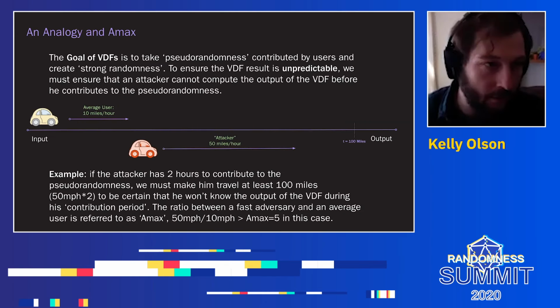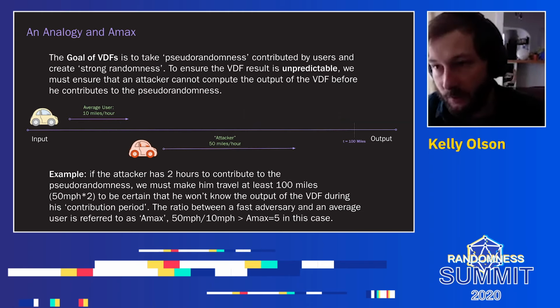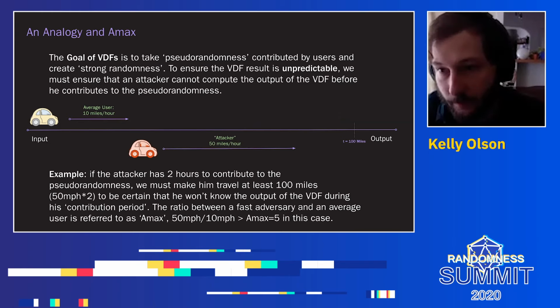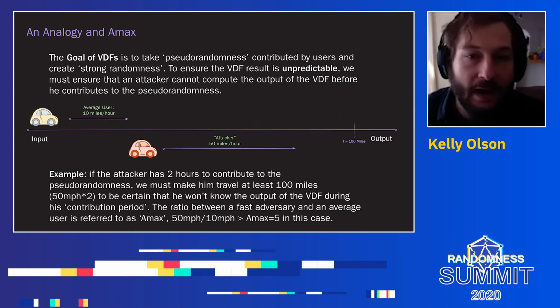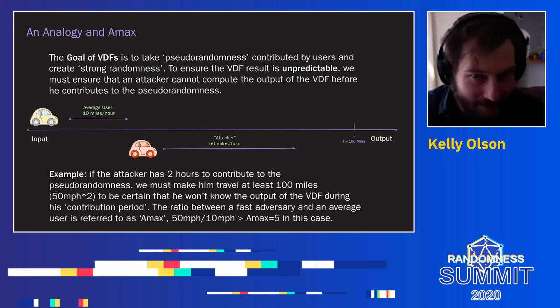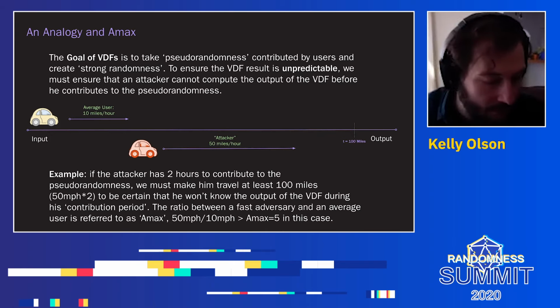So just to start, at a very high level, the goal of these VDFs is to take some sort of pseudo randomness, whether that be stock prices, blockchain data or sports scores, and create strong randomness that is unpredictable. And in order to do this, we have to make sure that even someone with an extremely fast machine, maybe running at 10 gigahertz or 20 gigahertz or something like that, can't reach that output before they have to make a contribution to this pseudo randomness.